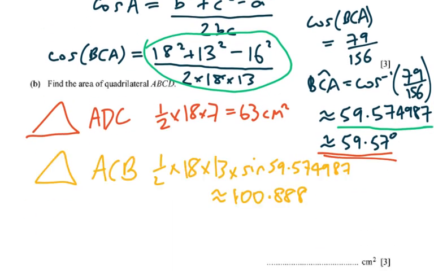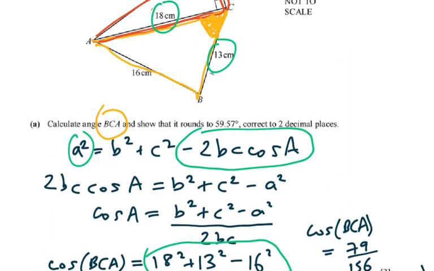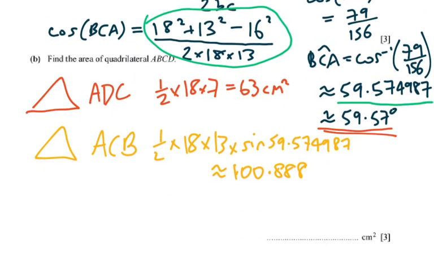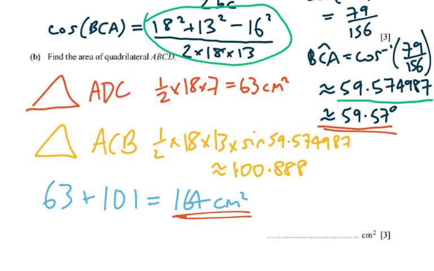So if we do that and just type it into your calculator, you should get 100.888, and then you just add together the two triangles to get the area of the whole quadrilateral, which to three significant figures would be 164.